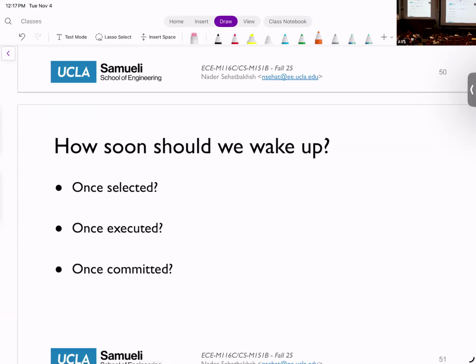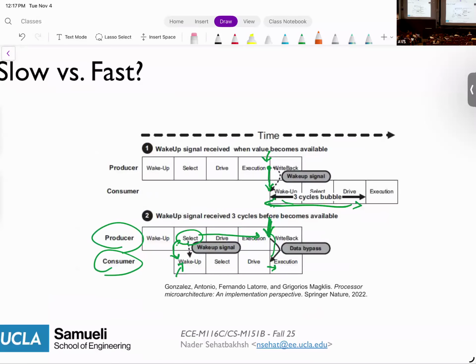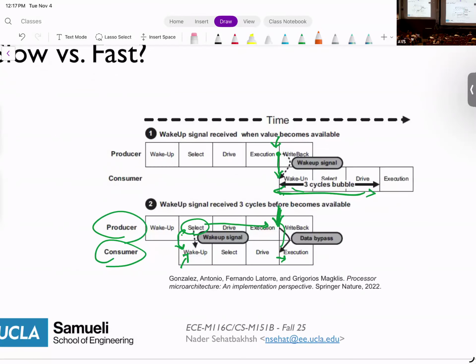I already talked about this. When should we wake up, or how soon should we wake up? Once selected, once executed, once committed. And I said that there are two actually different options, which both of them have been used in modern processors. Of course, if you want to get more performance, you want to do this. But if you want to make things simpler, you want to do this. Okay.